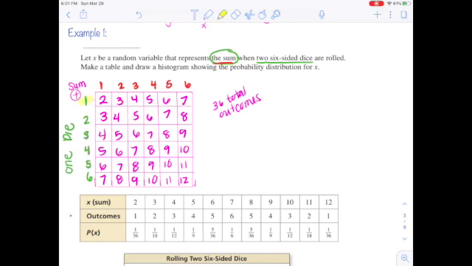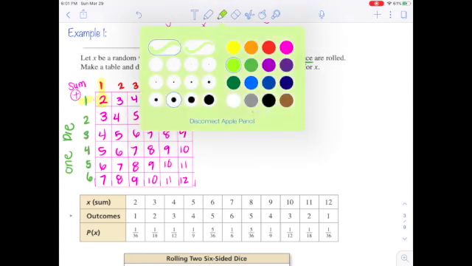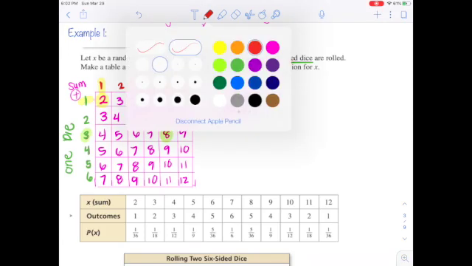So if you rolled a 1 on the first die and a 1 on the second die, you would have a sum of 2. If you hypothetically rolled a 3 on the first die and a 5 on the second die, then your sum would be 8. So this is a quick little diagram to help you get your information into your probability distribution.